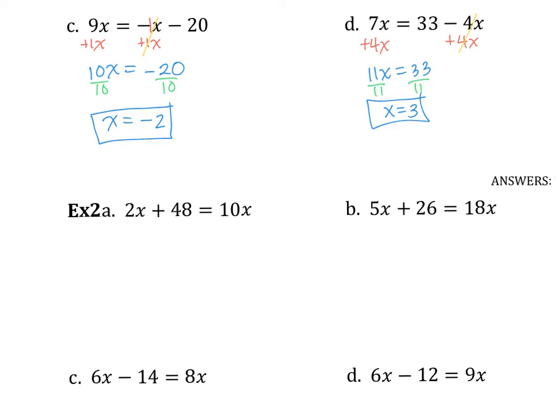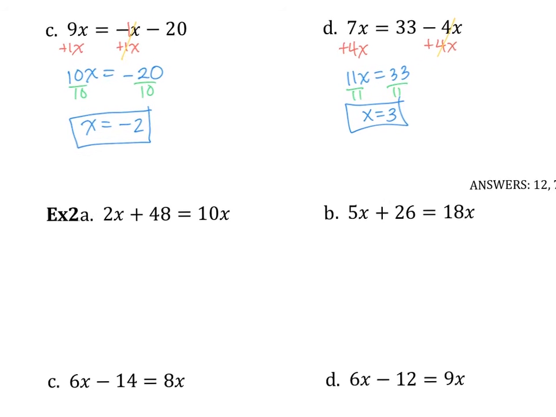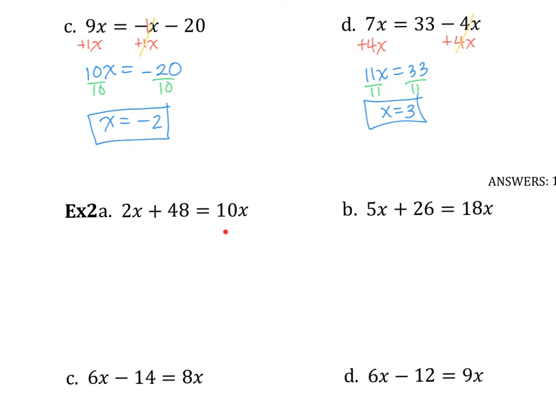So on this first one here, I can see I have variables on the left and variables on the right. In this case, the 10x is alone on the right and the 2x plus 48 is together on the left. Because the 2x and the 48 are together, I'm going to cancel the 2x first. That's a positive 2x, so I'm going to subtract 2x. I'm going to bring down the plus 48, which is really just a positive 48. 10 minus 2 is 8x. So I end up with 6 equals x, or x equals 6.